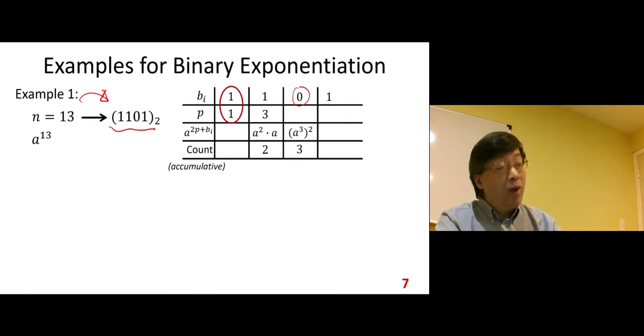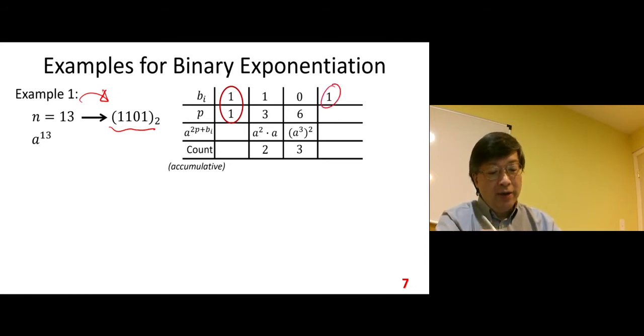Accumulative, yeah, because we add one more multiplication. So accumulative count number 3. And p number 2p. Yeah, 2 times 3. 2 times 3, so 6. Yeah. So that's the next round.